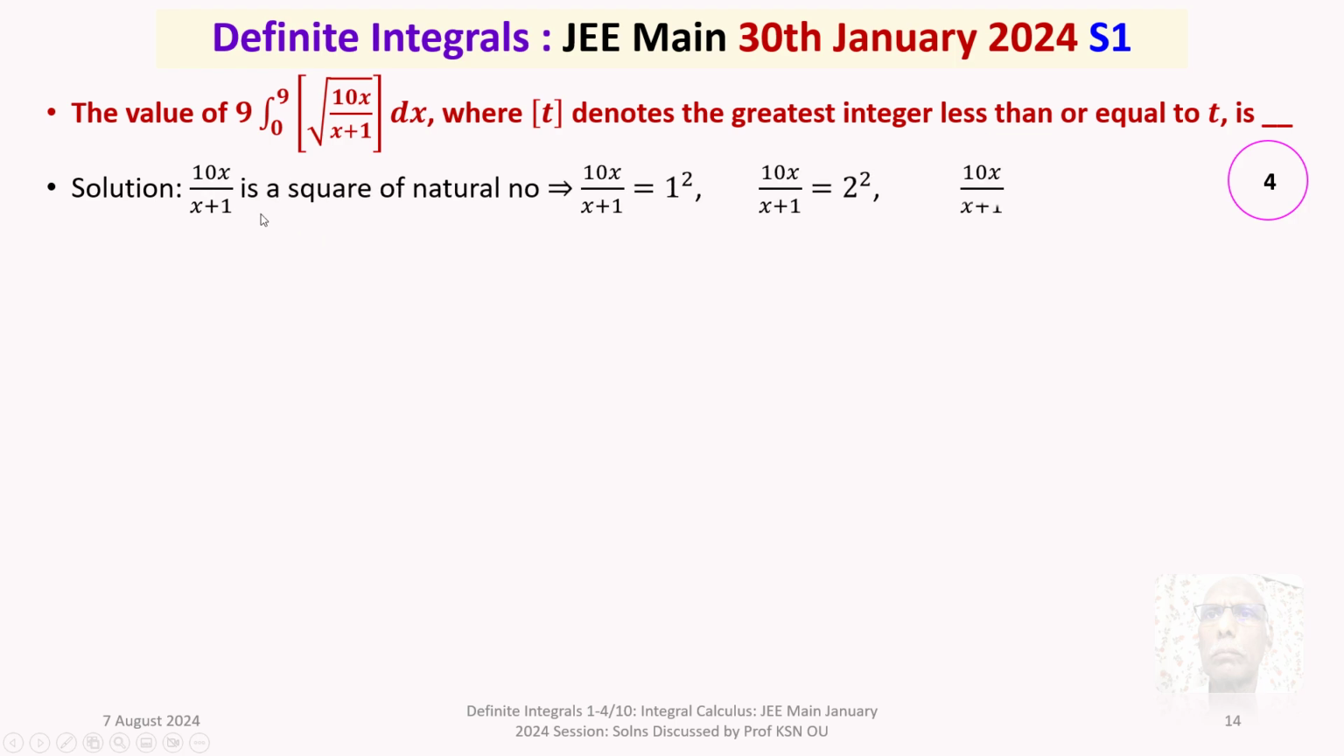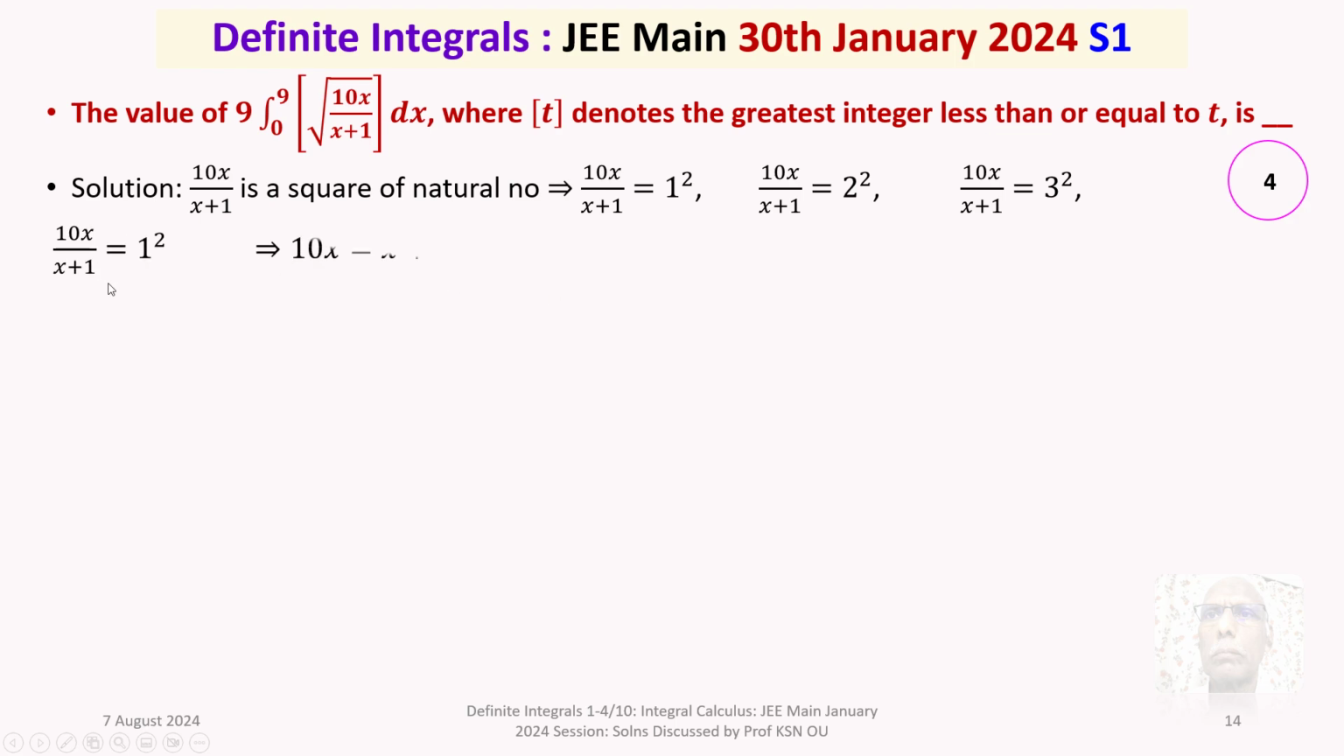10x by (x plus 1) is sitting under the square root. Now we ask the question: when will the square root of that take an integer value? Provided that it will be a square of an integer. So 10x by (x plus 1) is equal to 1 square or 2 square or 3 square. Why have we stopped at 3 square? It will be evident afterwards.